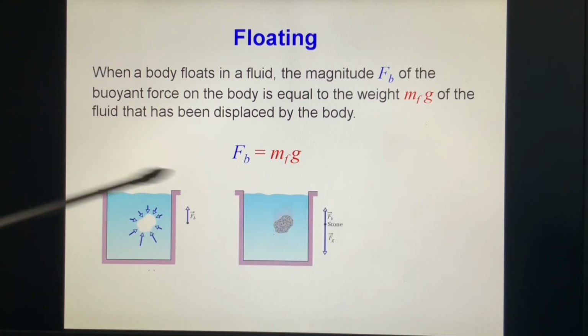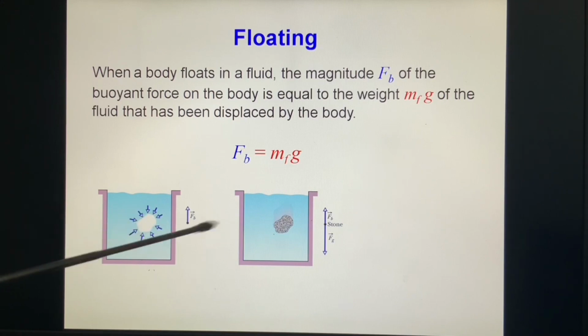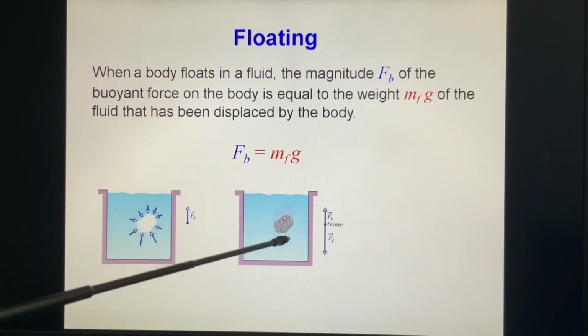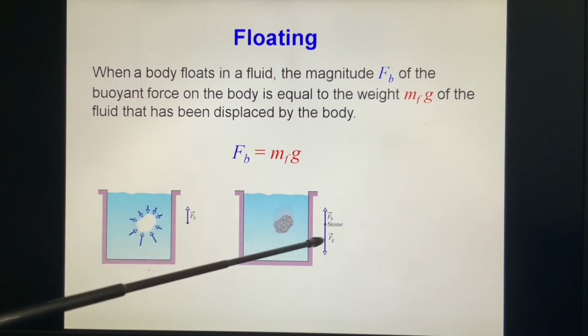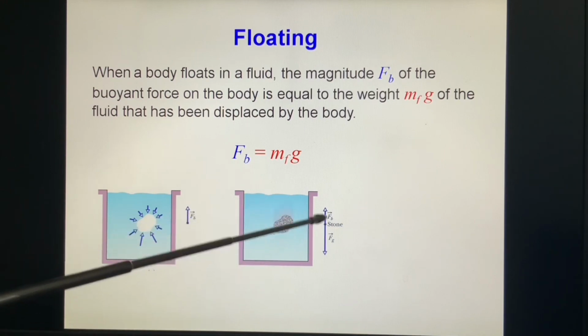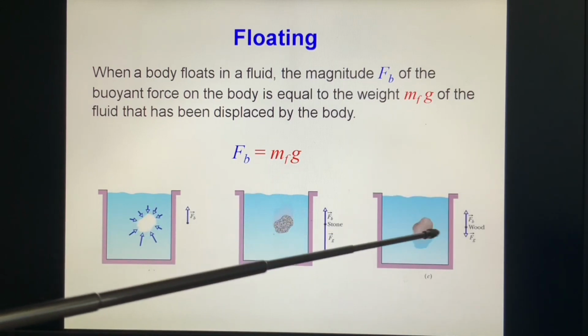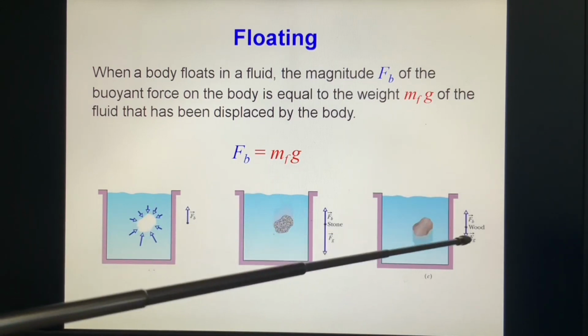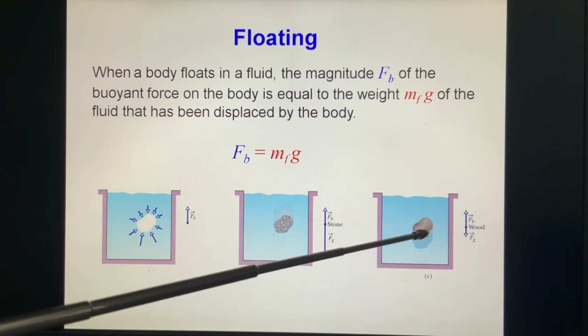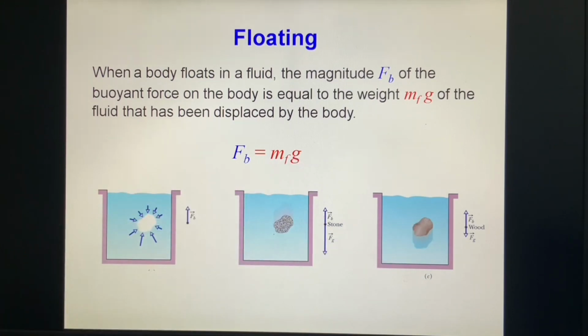We look at the magnitude of the upward force, which is the weight of the fluid replaced by the body. If the body is heavier, so its gravitational force is larger than the buoyant force, it goes down. If the body's gravitational force is smaller than the buoyant force, it will go up.